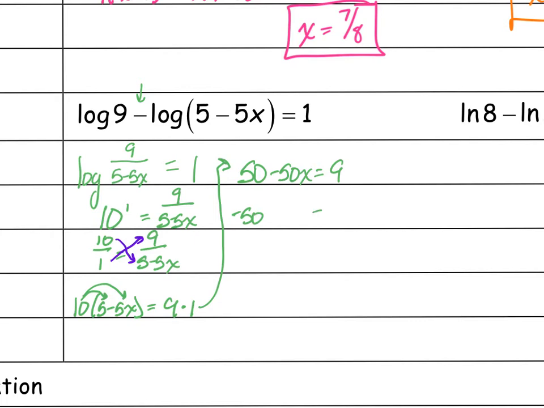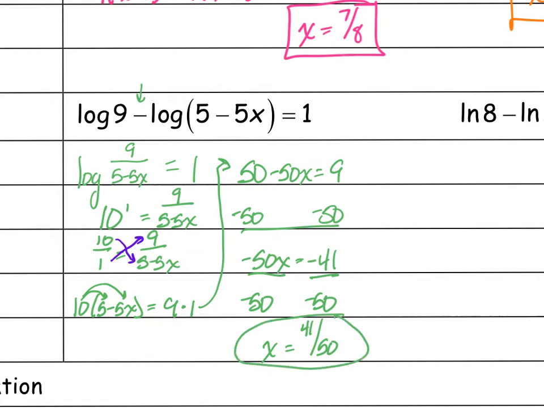Subtract 50, and I get negative 50x equals negative 41. Is that correct? Yeah, we're doing good. Then I'm going to divide by negative 50. And x is going to equal 41. Sorry. Let me try that again. 41 divided by 50. And there's our answer.